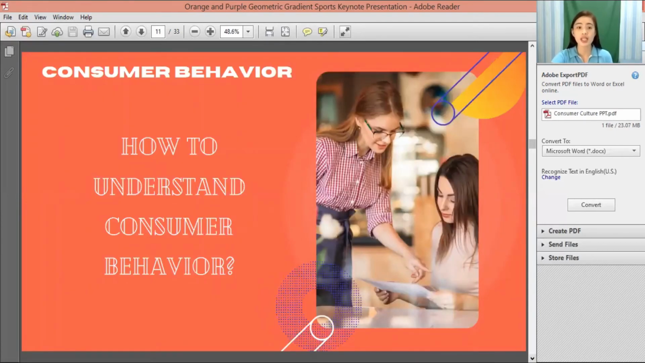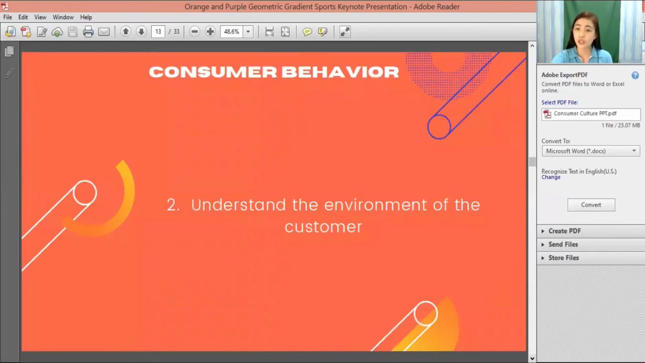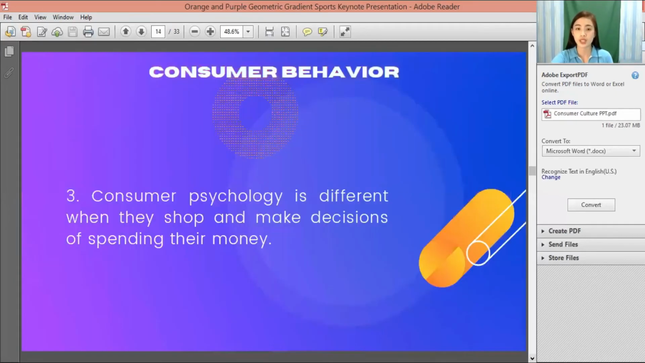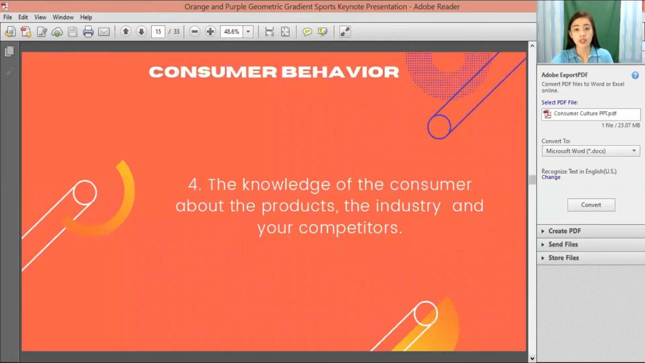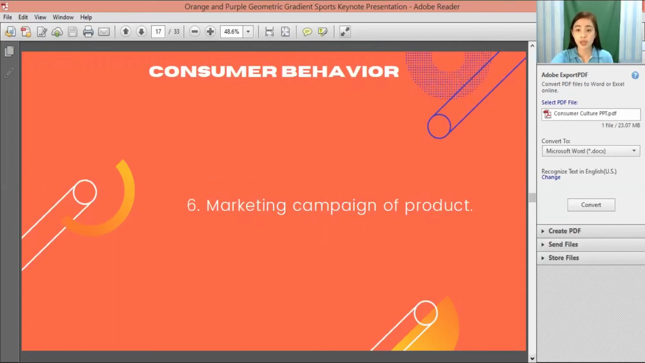Now, how to understand consumer behavior? So we have 10. First, you need to understand how does the customer think, reason, feel, and select between the option of products and services offered. Also, understand the environment of the customer. Consumer psychology is different when they shop and make decisions of spending their money. The knowledge of the consumer about the products, the industry, and your competitors. Understand consumer motivation. Marketing campaign of a product.